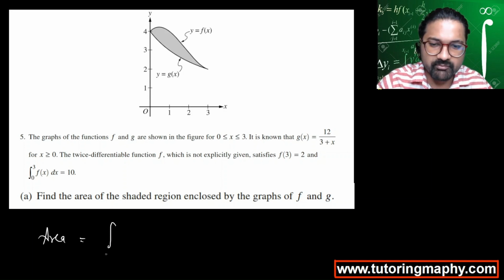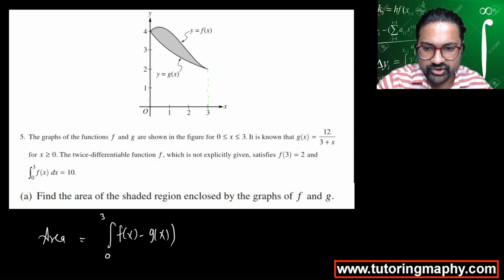of whatever the bounds of x are. So in this case it is from 0 to 3 because clearly it's shaded and we can see that the functions are bounded between, the values of x are obviously from 0 to 3. Upper function minus lower function, that's it. So upper function is f of x and the lower function is g of x dx. That's going to be our answer.